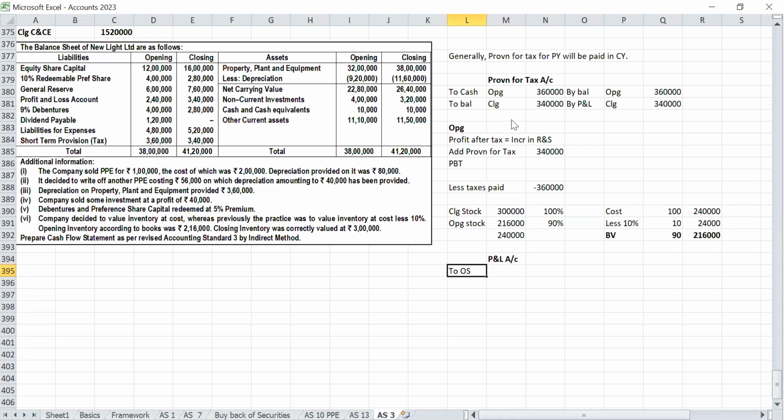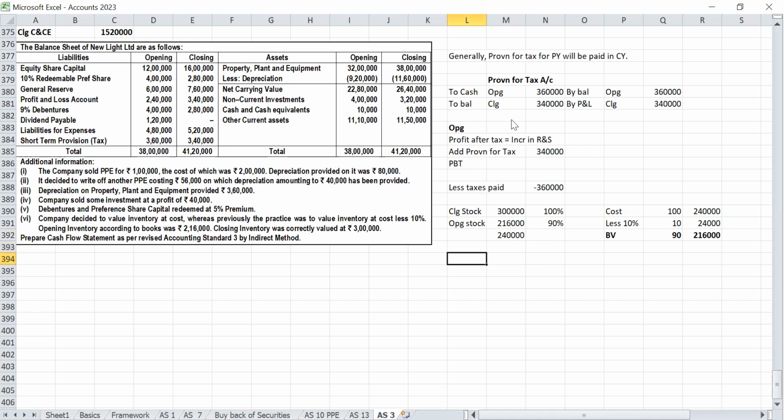So stock value you have to increase. Two things, you can assume this. Stock value 2,16,000 is becoming 2,40,000. Asset I have to increase. How to increase the asset? Asset I have to increase, so I have to debit. So the stock account should be debited, and the profit and loss account should be credited to increase the opening stock.